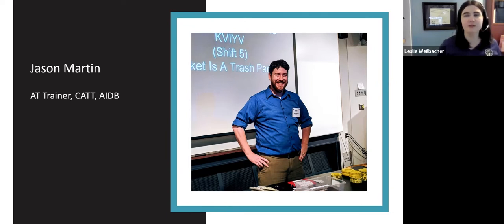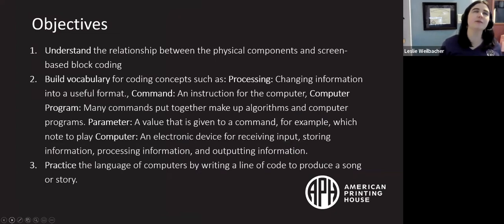Number 1 is understand the relationship between the physical components and screen-based block coding. 2 is build vocabulary for coding concepts such as processing, command, computer program, parameter, and of course, computer. 3 is practice the language of computers by writing a line of code that produces a song or story. And you will get to watch some students work through that process.